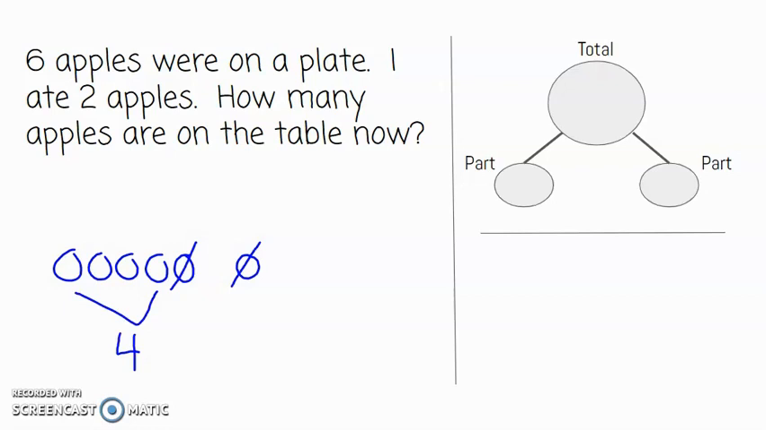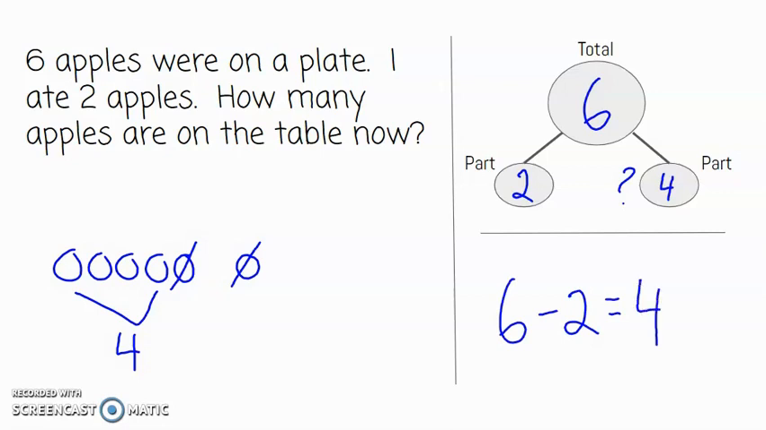On the number bond, you'll see that I'm actually starting with the total of 6 apples. I ate 2, which is one of the parts, and I'm looking to find the other part, which I have determined is 4. My final step is to represent that problem using the subtraction equation. 6 minus 2 equals 4.